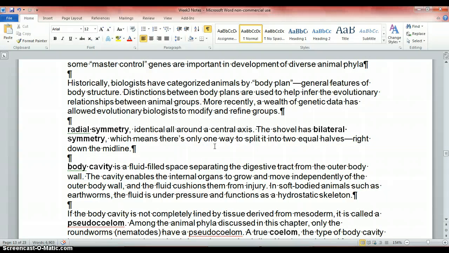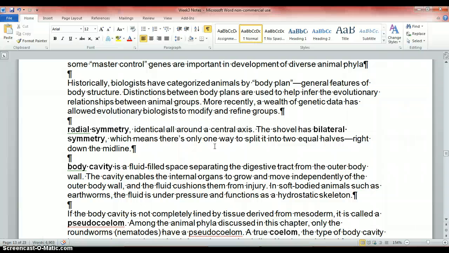Historically, biologists have categorized animals by body plans. So do you have bipeds, quadrupeds, lots of arms? What's going on? General features of body structure. Distinctions between body plans are used to help infer the evolutionary relationships between animal groups. More recently, a wealth of genetic data has allowed evolutionary biologists to modify and refine those groups. Because remember, sometimes stuff evolves just because of where you're living, not because of who you evolved from.